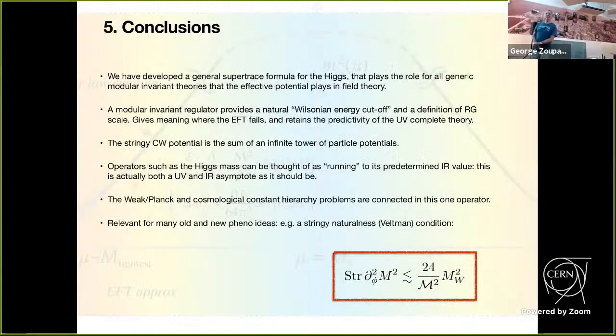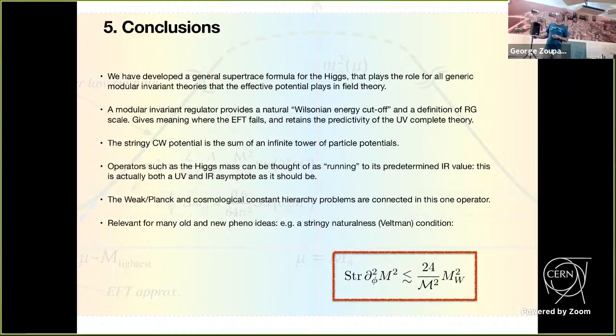Right, okay, so let me conclude. In this talk, I was talking about a general supertrace formula for the Higgs, in order to derive an effective potential, which plays the same role as the particle effective potential that you all know and love. And that is something that's written only in terms of the mass spectrum, right? So regardless of what the model is, if your theory is modular invariant, its potential will be doing something like that.